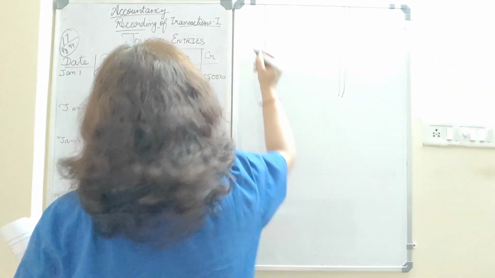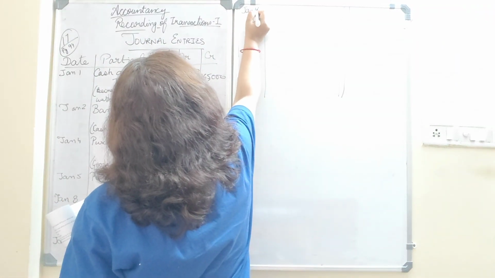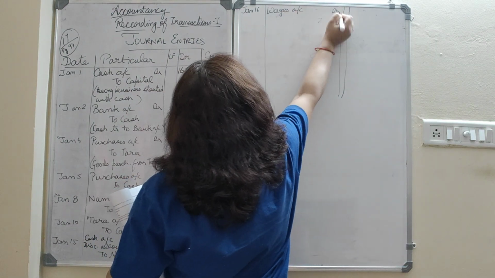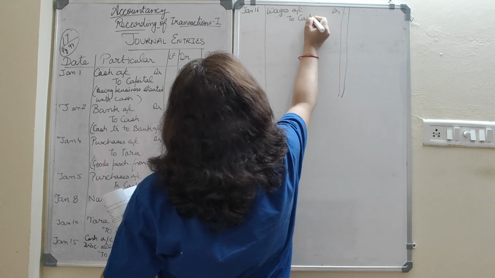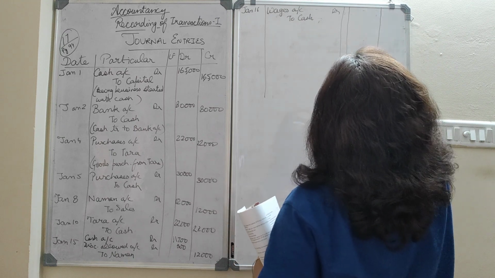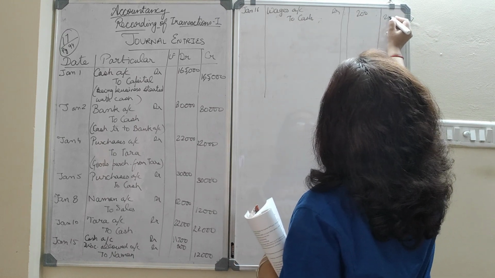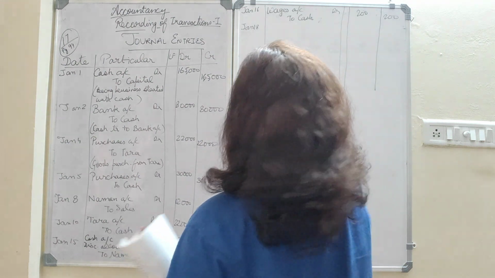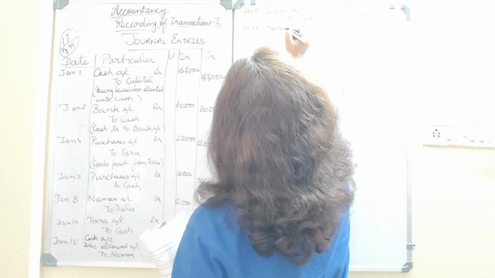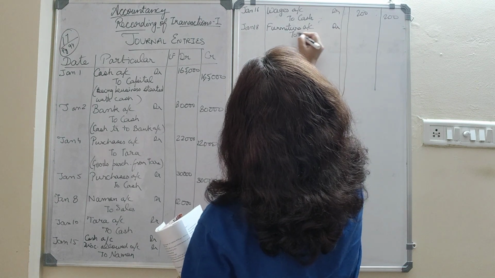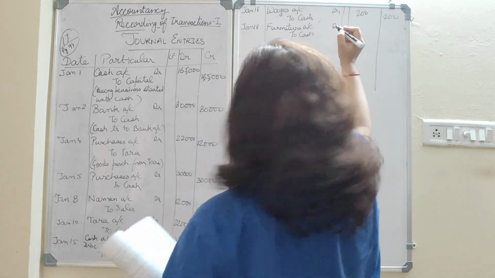Next is paid wages. So wages account debit to cash. Okay, so it is 200. Now January 18 says furniture purchased for office use. So furniture is our fixed asset. So furniture account debit to cash. It is for how much? 5,000.